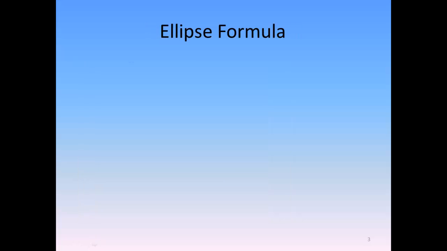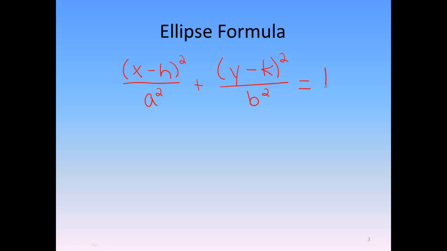So the ellipse formula will look very similar to a circle. We have x minus h squared over a squared plus y minus k squared over b squared. And this will always equal 1. And that part is important when we do the standard form. So the h and k should be no surprise. The center will be at (h, k).